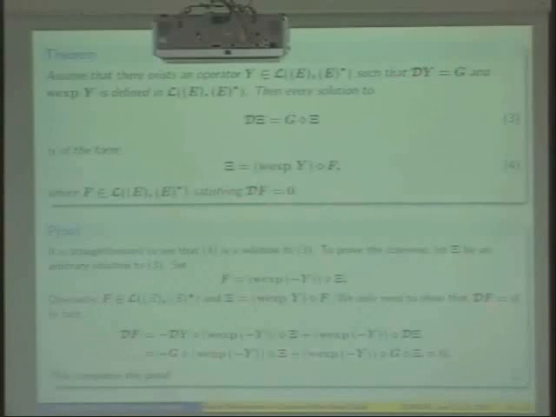But this final relation, DF equal to zero, is proved by direct computation using some basic property of derivation. So it takes only two lines, but you can check it. And then we know every solution of this equation is of this form: the Wick exponential of Y, Y is here, times some arbitrary part.